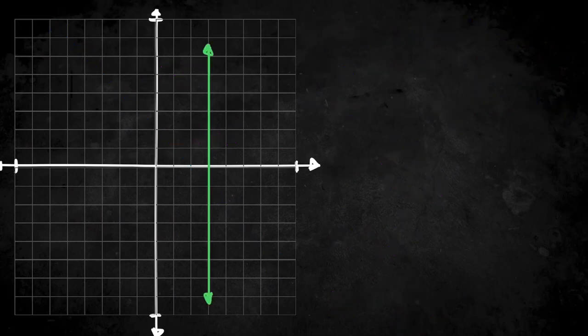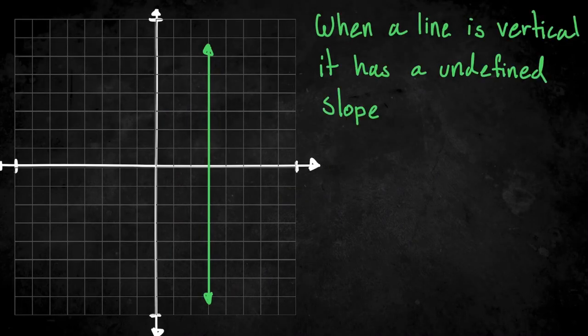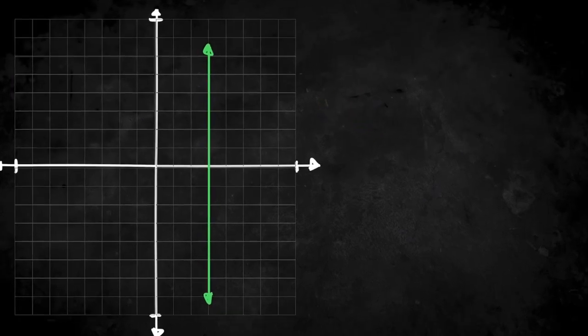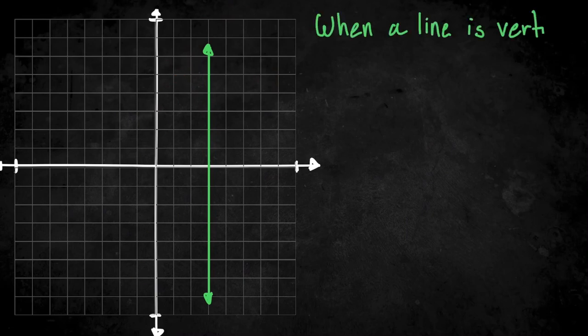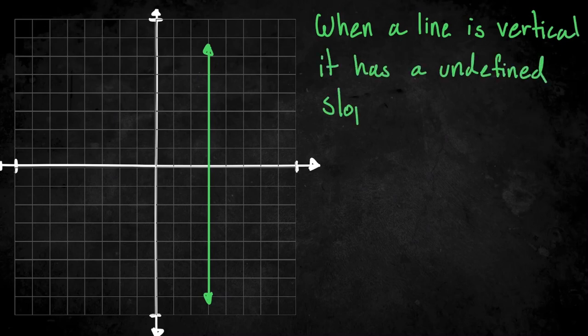Now, we have another line. I can tell that this line has an undefined slope because when a line is vertical, that means it has an undefined slope. Now let's solve the slope to make sure.